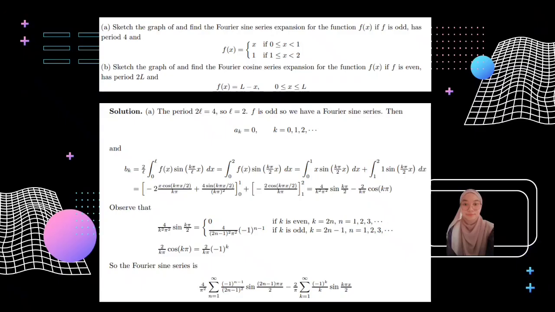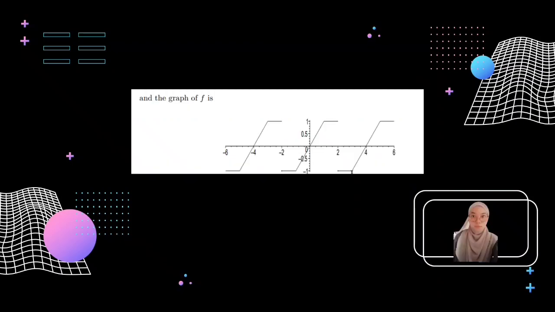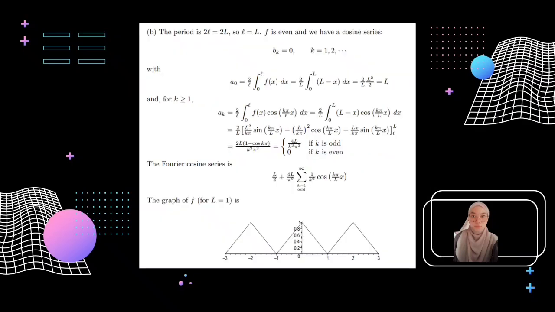Here is another example of the problems with the solution. For this problem, we have some calculation to solve the question by using the Fourier series. Okay, next. This is the graph for the problem before this. Another solution.